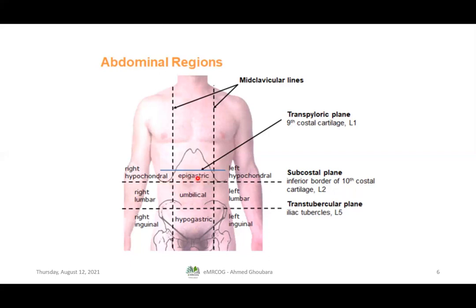The umbilicus will be right here. In case of obese ladies, the umbilicus will be redundant, down there, not in the same place, in the usual place. So if we need to identify where the umbilicus is, we can use the subcostal plane instead. Is that clear? So the subcostal plane can be used as a marker of the umbilicus, not the transpyloric. Good.